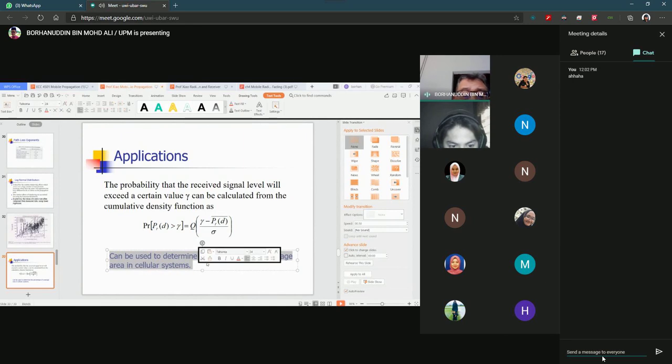So you can say that, okay, for this particular cell, we would like the signal to be more than a fade margin, let's say 10 dB. So if it is less than 10 dB, we consider that as another cell. So you can plot that, and that will be the area or the boundary of the cell.